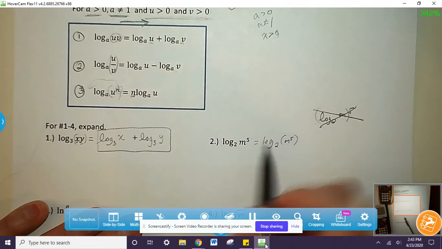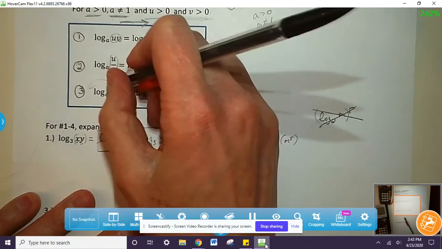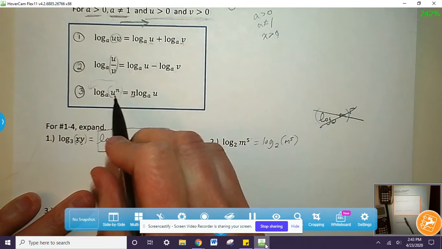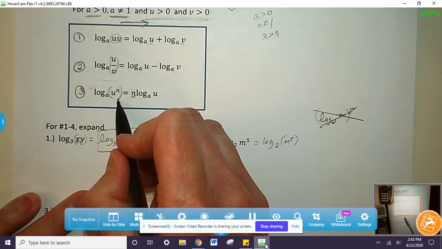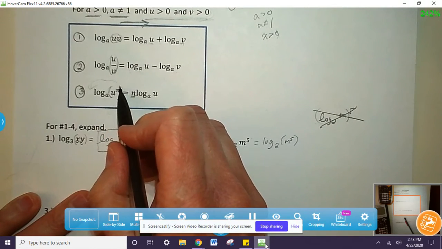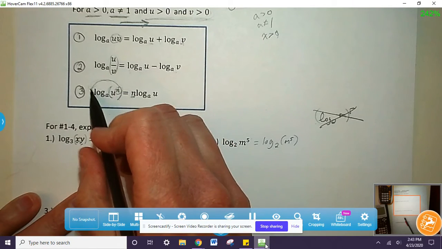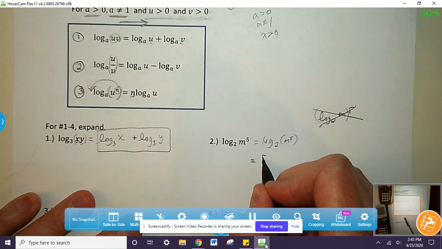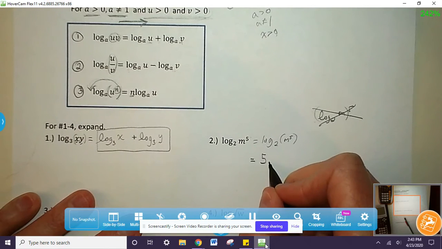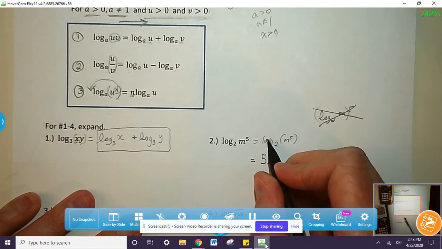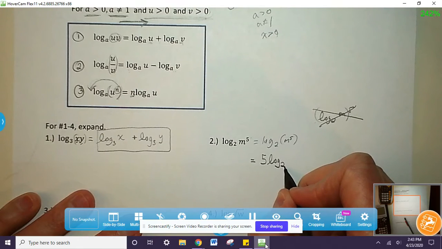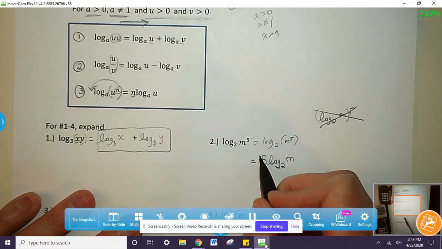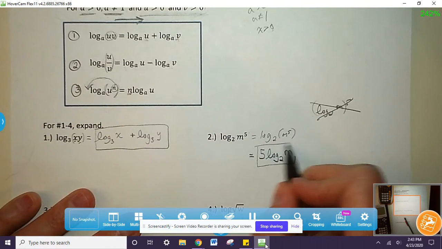So the rule we're going to use is rule 3. That's the one that this looks like. So what rule 3 says is if you have log where the expression inside is raised to a power, you can take that exponent and swing it around to the front. So what we can do is take that 5, move it around to the front, make it the same size and same level as log base 2 of m. And that's considered expanded.